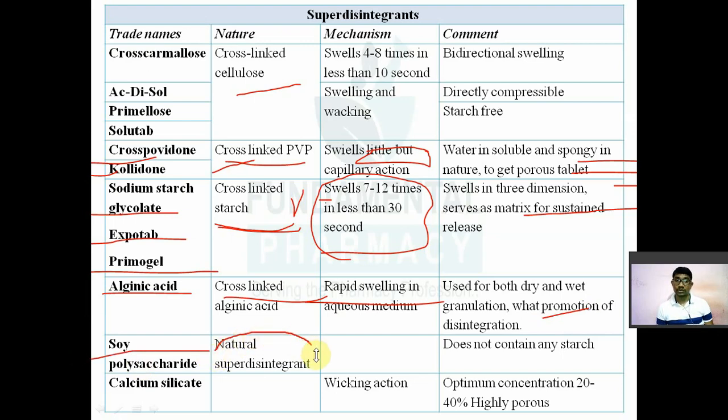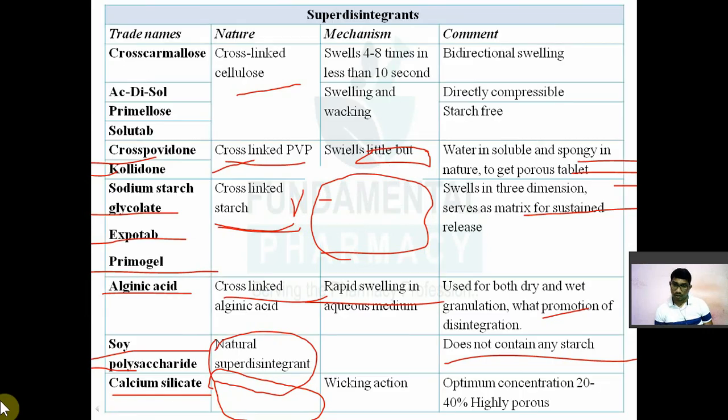Now soya polysaccharide: a question has come on this, which one of the following is a natural super disintegrant. Soya polysaccharide is a natural super disintegrant, so remember it does not contain starch. Calcium silicate is also used sometimes for disintegration. It is inorganic, and acts by a wicking action; optimum concentration is 20 to 40%, and it is highly porous.